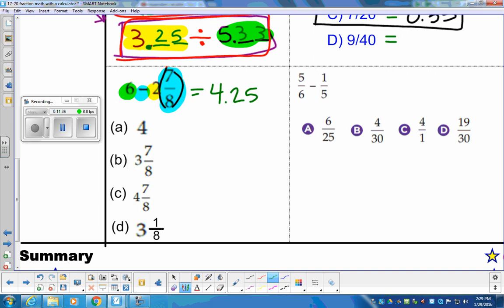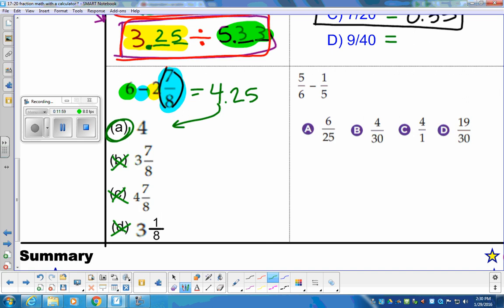Make sure we use parentheses on those fractions. Super important. All right, so B is out and D is out. 4.25, so we're looking for the closest possible answer. Which answer is possibly the closest? It's going to have to be A, because in part C, 4 and 7/8 is almost 5. So that's out. So it has to be A.